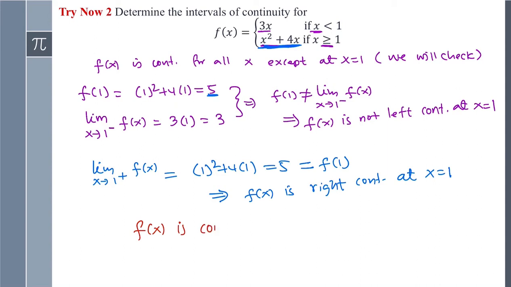So therefore, we can say that f of x is continuous on the interval from negative infinity to 1, and it's not left continuous. So we have that parenthesis, and from 1 to infinity, we have this bracket because it is right continuous on that interval. So that's the interval where f of x is continuous.